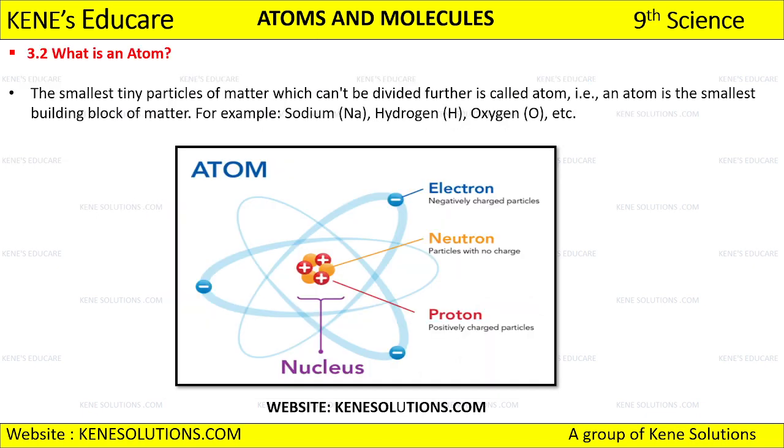After studying the postulates of Dalton's atomic theory, we discussed what exactly an atom is. The smallest tiny particle of matter, which we cannot divide further, we call an atom. An atom is the smallest building block of matter. Examples include sodium, hydrogen, and oxygen. These are different examples of atoms.